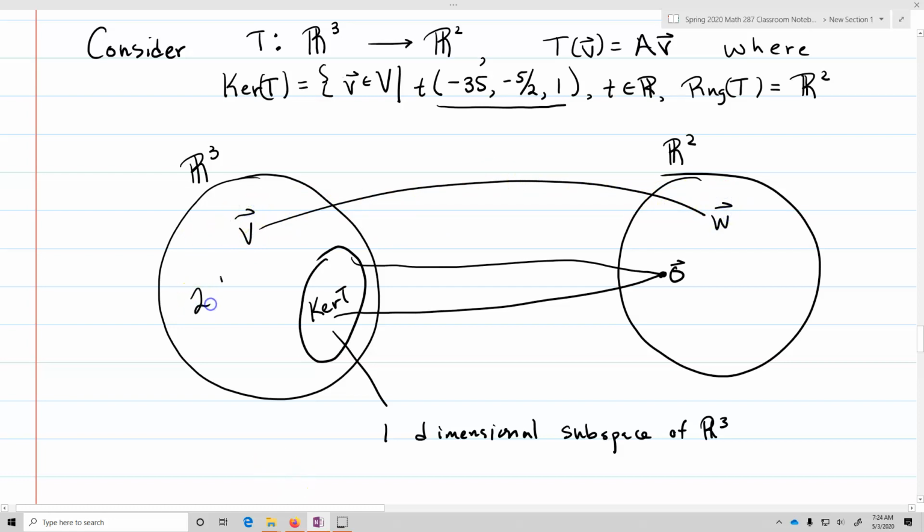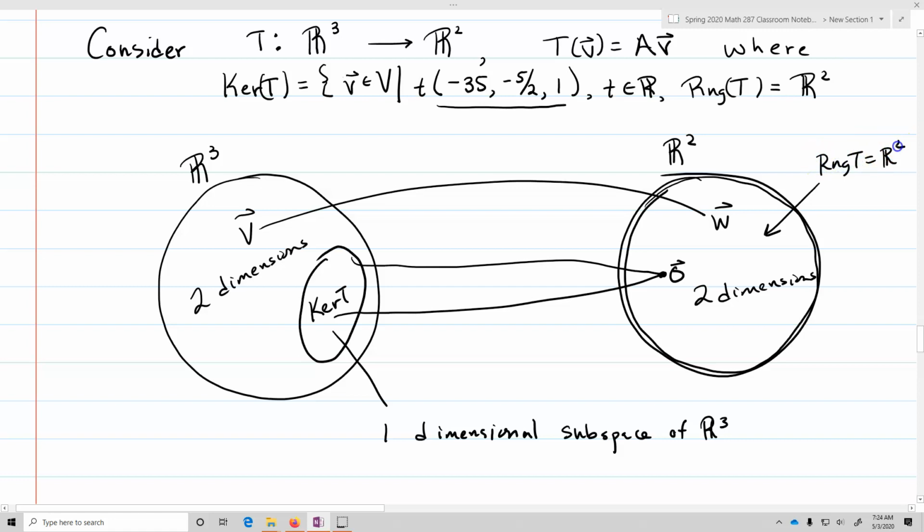And so we've got two dimensions here in R3, and they're going to map over here to two dimensions in R2. And then the third dimension, which is our kernel, is going to map down onto the 0 vector, right? And the reason why we know we're going to get both of those dimensions is that it turns out the range of T is the entirety of our codomain, okay? The range of T is all of R2, our codomain.